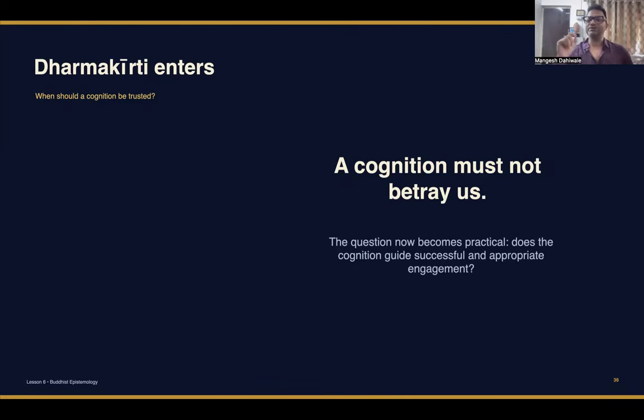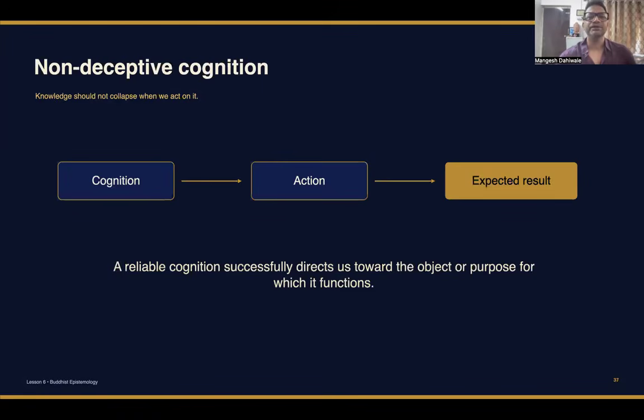The question now becomes practical. Does the cognition guide successful and appropriate engagement? So, non-deceptive cognition: knowledge should not collapse when we act on it. The action must lead to the expected result. This is how the experiment works.